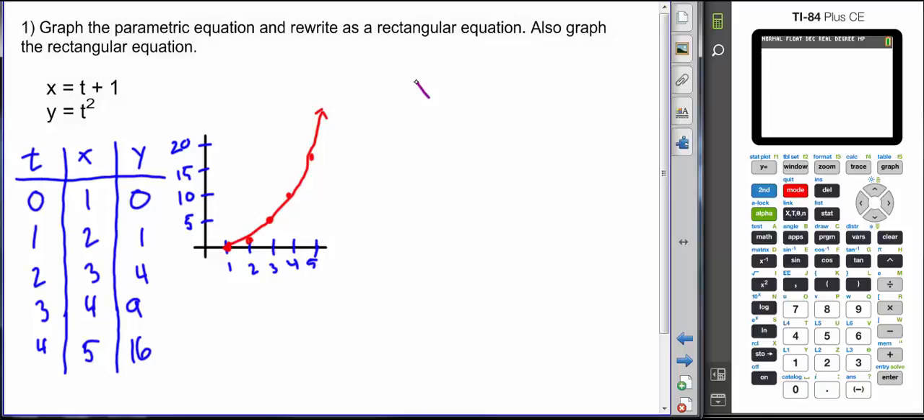Here's where I'm going to start. I'm going to take that equation x equals t plus 1, and essentially I need to solve for t, and as you know, that's a pretty simple calculation. Just subtract 1 from each side.